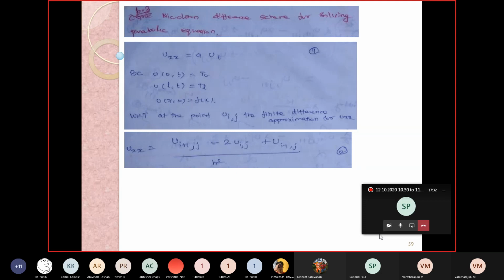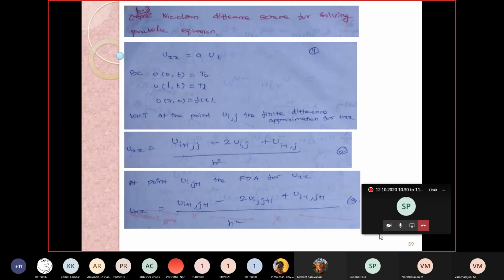Similarly, we have ut, but the thing is this is at ui comma j. At point ui comma j plus 1, the first order differential equation for uxx is, instead of j we are going to apply j plus 1. That is the difference: ui plus 1 comma j plus 1 minus 2 ui comma j plus 1 plus ui minus 1 comma j plus 1 divided by h square.